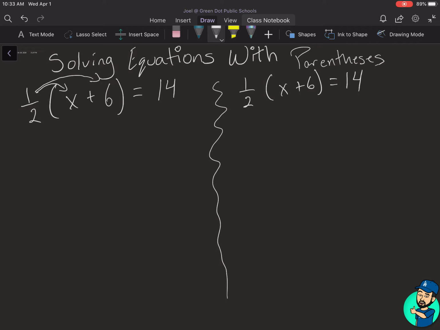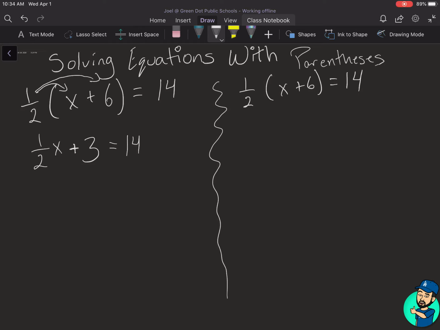Now half times x is simply half x. Half times 6 pretty much means, what is half of 6? 3. Now it's a positive 6, so put a plus sign right there. Remember, when you multiply fractions, for example half times 6, it just means what is half of 6, which is 3. And copy and paste the equal sign and the 14.